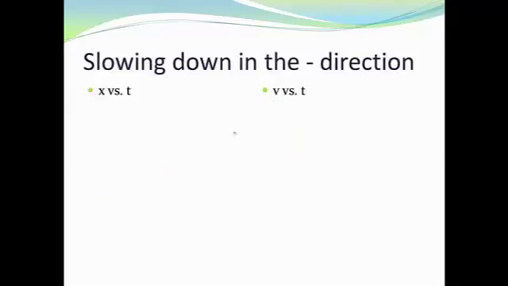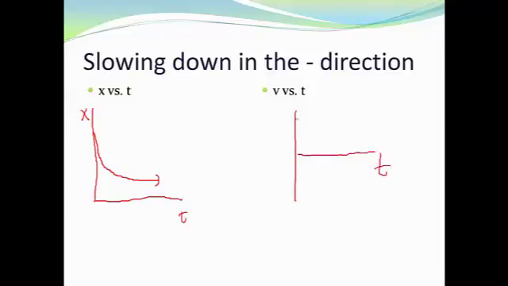Slowing down in the negative direction. In that case, position versus time, instead of speeding up like we had last time, this time it will start relatively steep and level off to 0. So our velocity versus time graph will start with a relatively large negative velocity and go to 0.